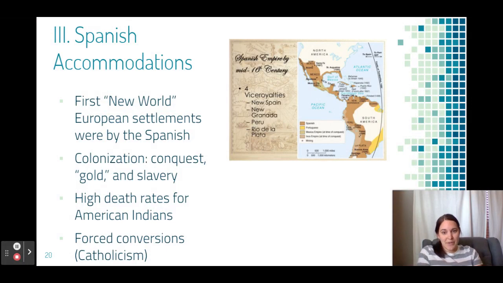All right, last topic today is the Spanish accommodations. So, review here is that the Spanish were the first to really settle the New World, the first Europeans to have permanent settlements. And their colonization was really focused on conquest, gold, and slavery. You can see period 1 videos for a lot more details about that. But in the Spanish settlements, we see incredibly high death rates for American Indians and forced conversions to Catholicism.